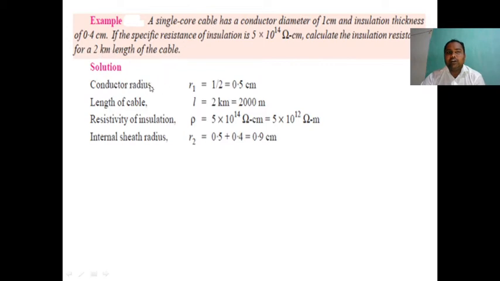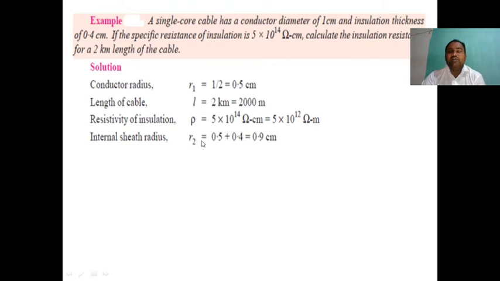So the conductor radius R1 is equal to 1 by 2. No problem. So what about the conductor to outer layer? They have not given it directly. They gave the thickness. Thickness means after the conductor there is a thickness of 0.4 centimeters. They gave the length of the cable also, 2 kilometers, that is 2000 meters. Resistivity of insulation given, rho is equal to 5 into 10 power 14 ohm centimeters, that is equal to 5 into 10 power 12 ohm meters.